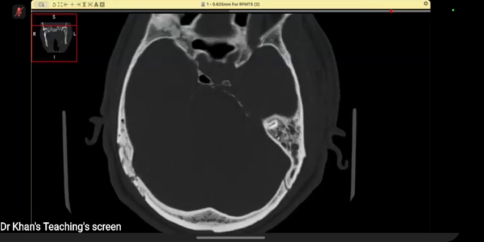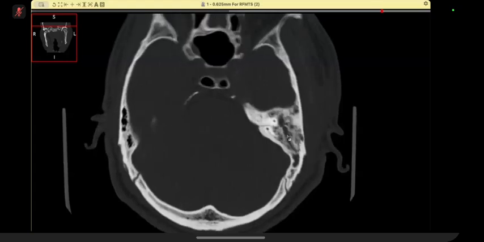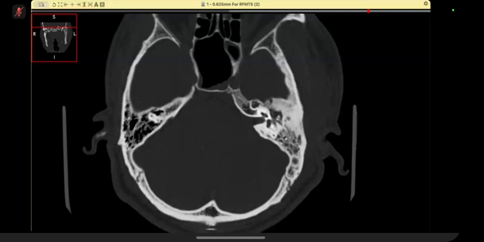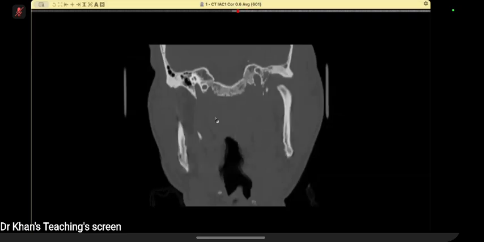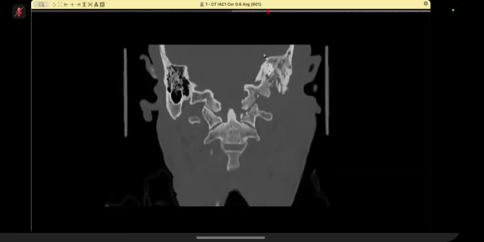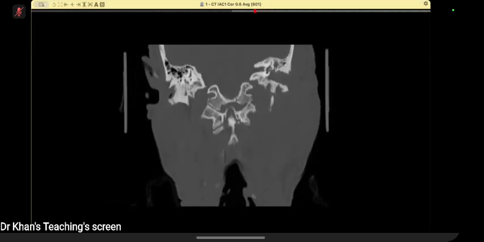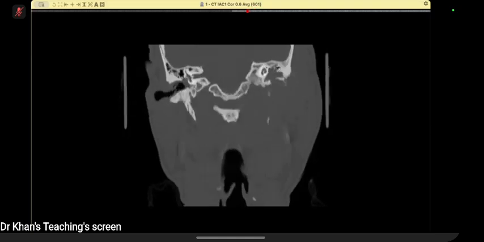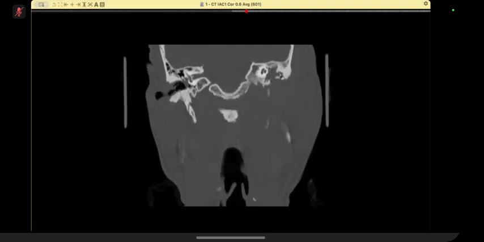Then for the middle ear, the pertinent negatives will be whether there is any middle ear or mastoid air cell destruction. Now this is the tegmen mastoideum, which is fine, and this is the middle ear cavity. So the opacity is there, but the tegmen tympani is fine. The ossicles are fine.